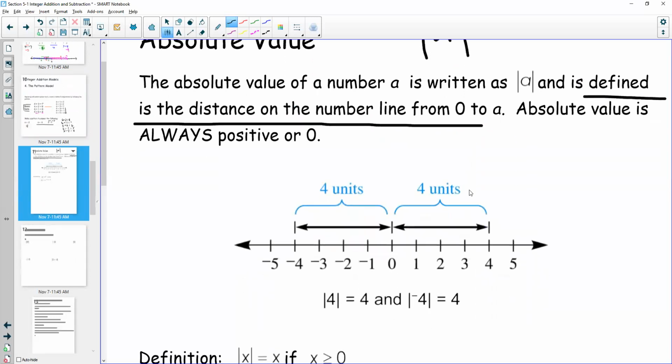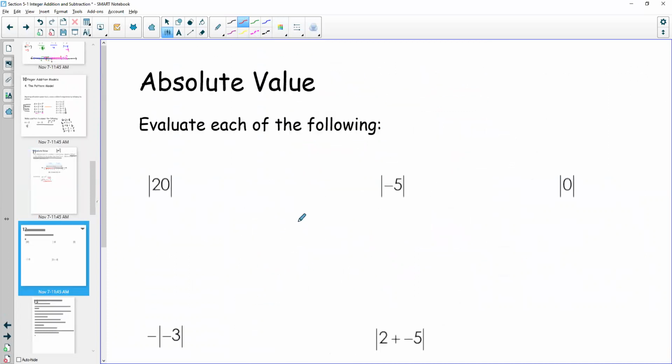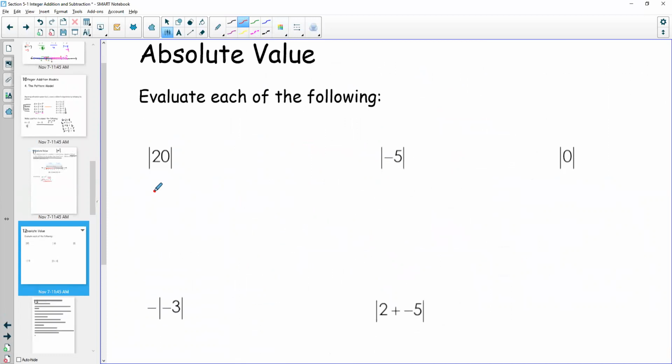So the absolute value of 4 is 4, so it's 4 units from 0. The absolute value of -4 is also 4 because it is 4 units from 0, okay? If the absolute value of a positive number is x, when x is greater than 0. The absolute value equals negative x if, or sorry, these should go the other way. You know what I'm saying here. So the absolute value of 20, how far is it from 0? It's 20. The absolute value of negative 5 is 5 from 0. The absolute value of 0 is just straight 0.